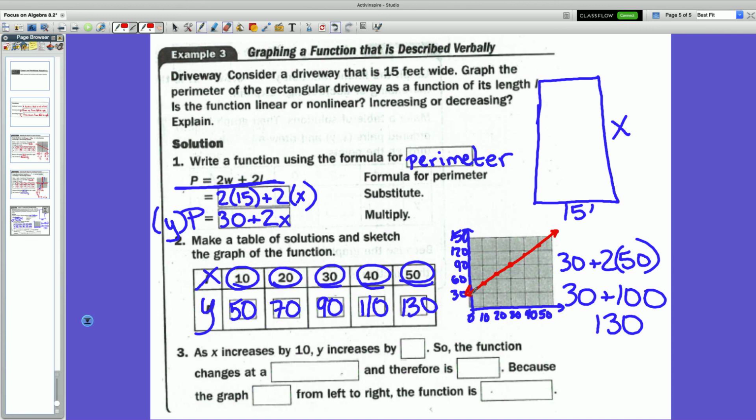And I know it's a line because, again, it's just 1x. There's no exponent up here. Okay, right? The invisible exponent would be 1. But since it's 1, we know it's a line.